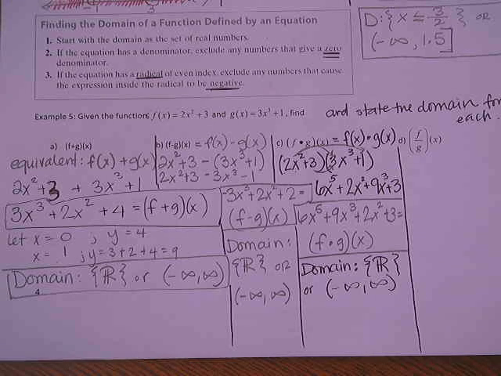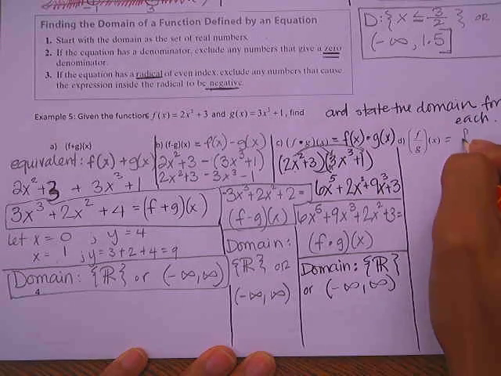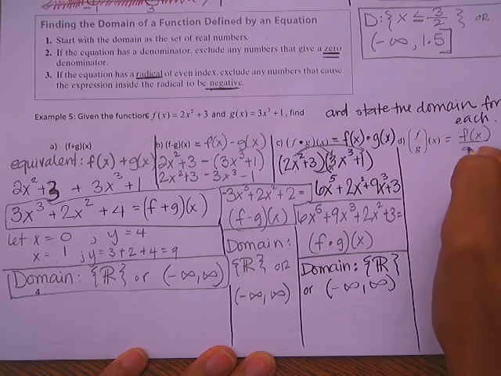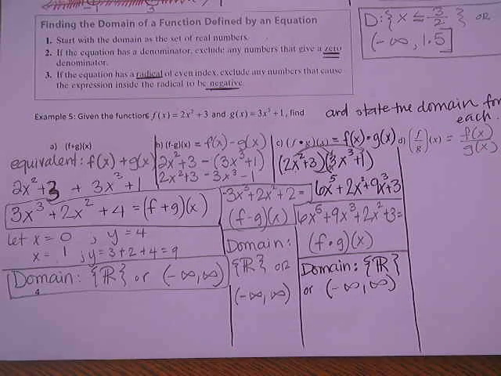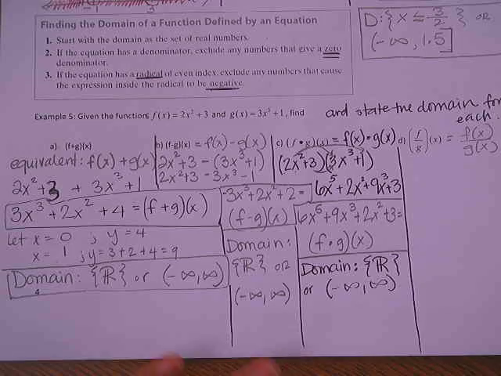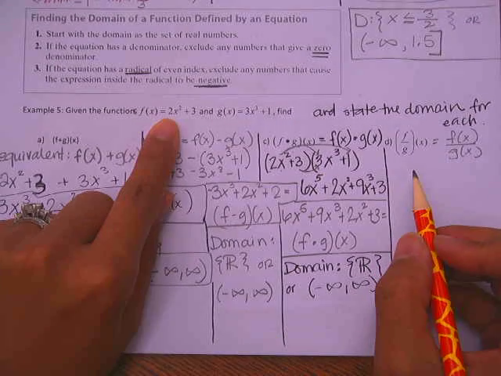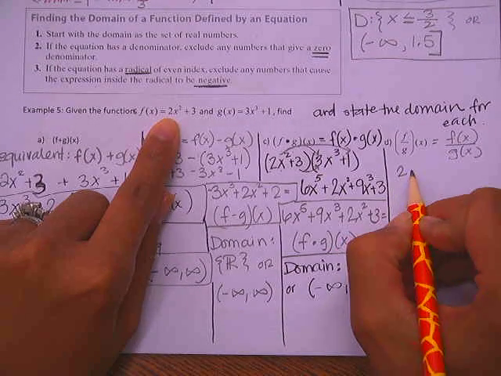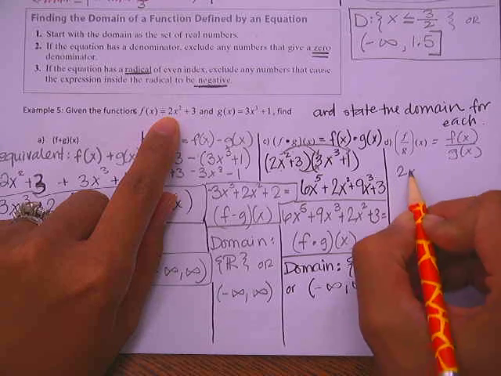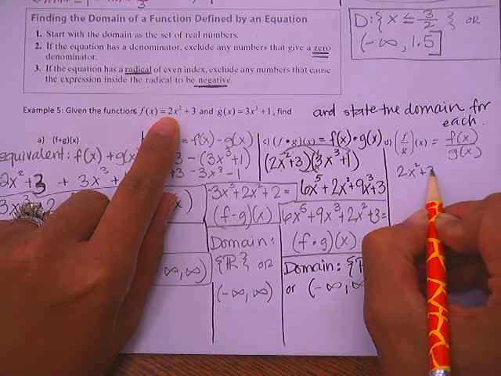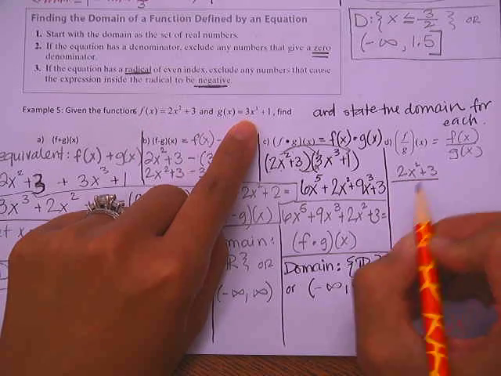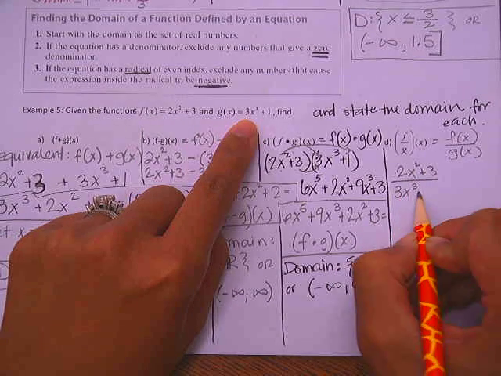All right, now we have D, which is a division problem. In this division problem, this is going to be equivalent to f of x divided by g of x. So let's check it out. Here we go. F of x is 2x squared, I meant, plus 3, divided by g of x, which is 3x to the third plus 1.